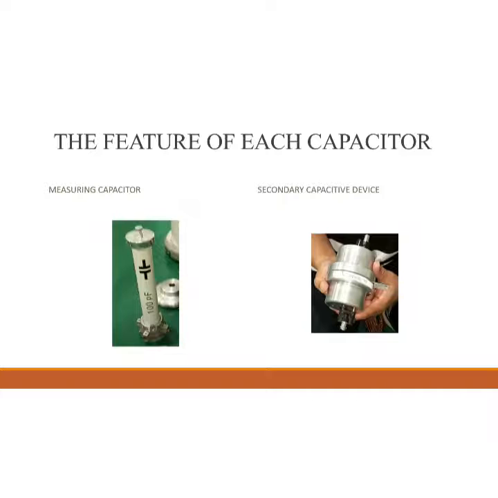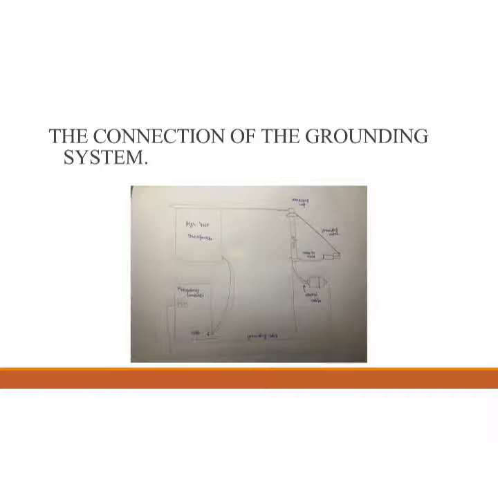Next, I will explain the connection of the grounding system. By using a male-to-male cable, the measuring capacitor is connected to the secondary capacitive device. The grounding must be correctly connected with its label. From inner to inner and grounding to grounding, the tap electrode will touch the switch.